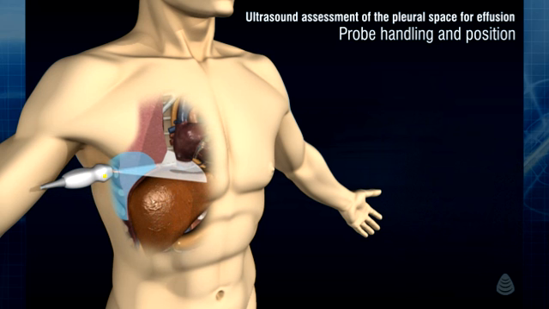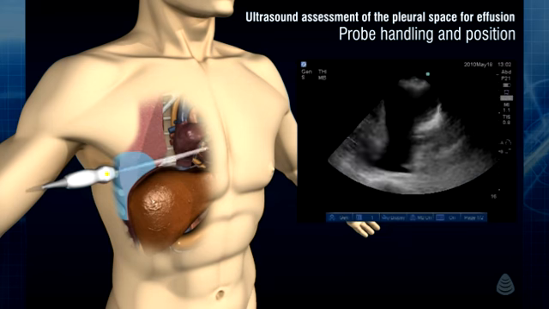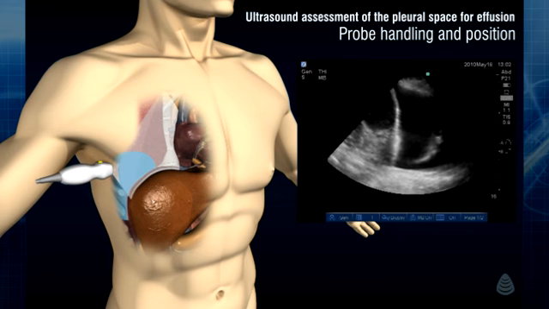To reinforce the concepts just described, we will show the right pleural view first obtained in the transverse plane and then by a 90-degree counterclockwise rotation in the longitudinal plane.